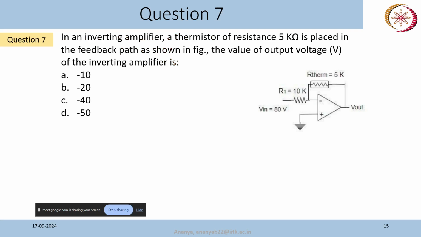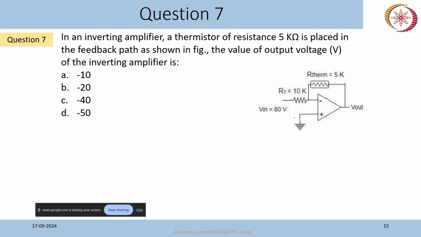Let's go to the next question. So this question is on amplifiers. In an inverting amplifier, a thermistor of resistance 5 kilo ohm is placed in the feedback path. So that is the feedback resistor. What is the value of the output voltage of the inverting amplifier? So this is an op-amp circuit, and the configuration of this circuit is an inverting amplifier.